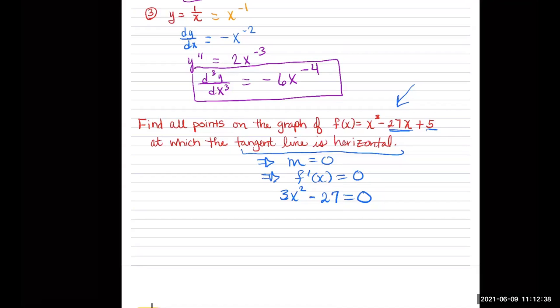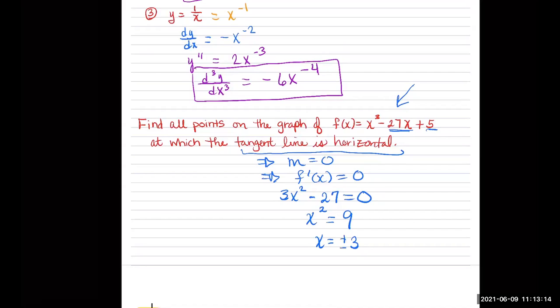And you can factor that if you want, or since it doesn't have a middle term, if you want to just isolate x, that's okay. So I'm going to add 27 and divide by 3. We get x squared equals 9, which means x is equal to what? Yeah, one of the answers is 3. What's the other answer? -3.